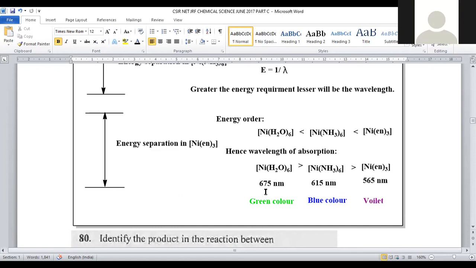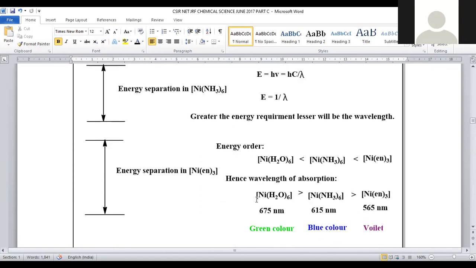That will be 675. In the given options, 675 is what we have to associate with this water. Then ammonia is moderate, so that in-between value we have to assign for this ammonia complex, right? 650 nanometers is provided for this nickel hexammine complex, and the tris-ethylene diamine complex will have the least value because of highest energy. Lambda max value will be least, that is 565 nanometers. Hexaaquo complex is green, hexammine complex is blue, and ethylene diamine complex is violet. So these are the colors of the complexes.